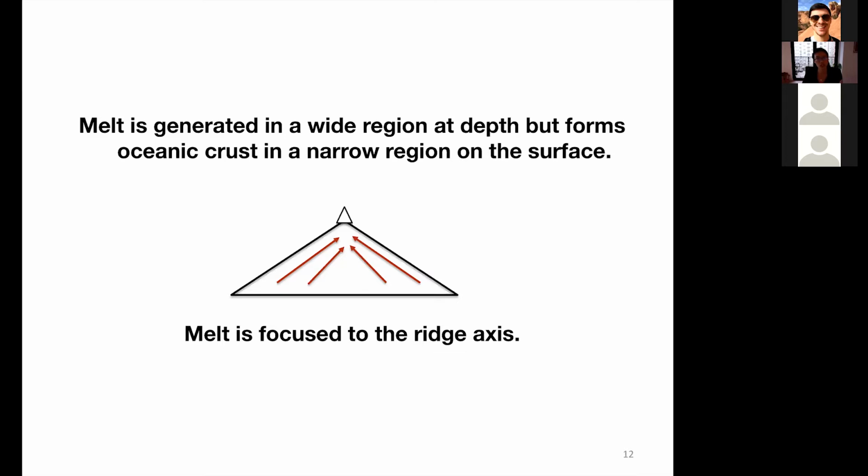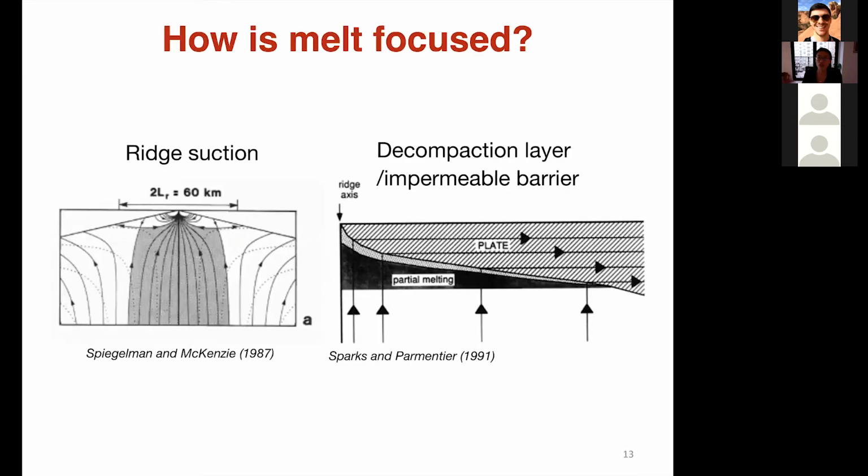There must be a physical mechanism that focuses melt from this wide region to this narrow region as it erupts on the oceanic surface. Several mechanisms have been proposed, two of which I am highlighting here. On the left, ridge suction is due to oceanic plates pulling apart, and because of incompressible material and conservation of mass, it creates a suction that pulls melt right at the ridge axis.